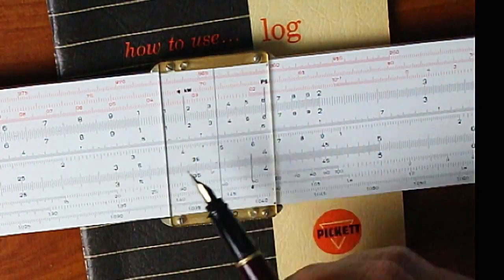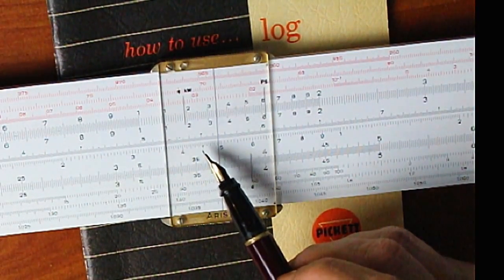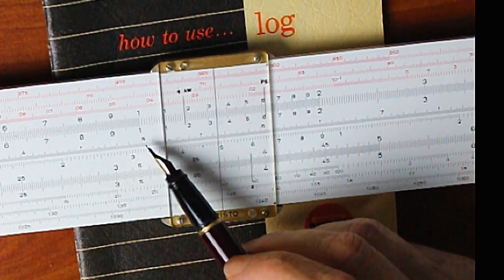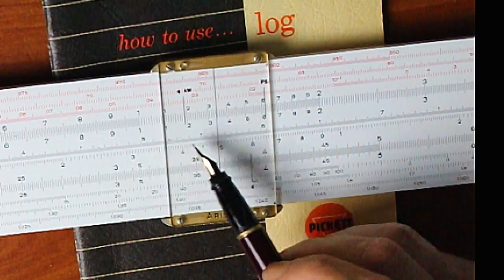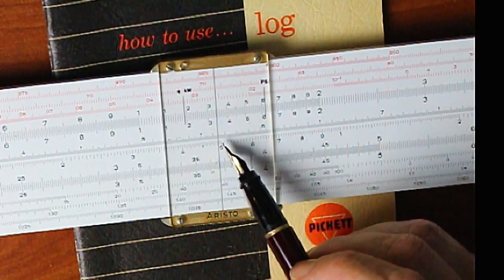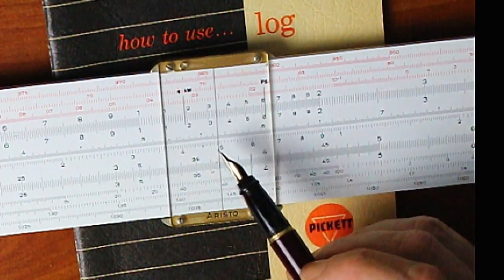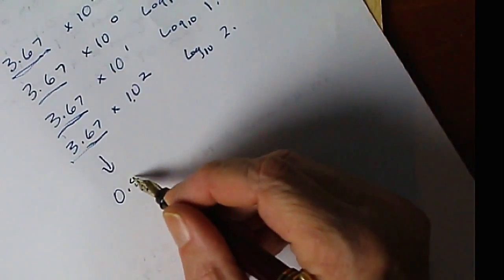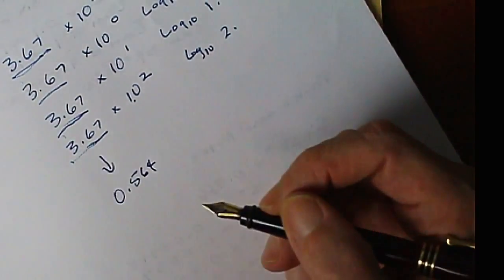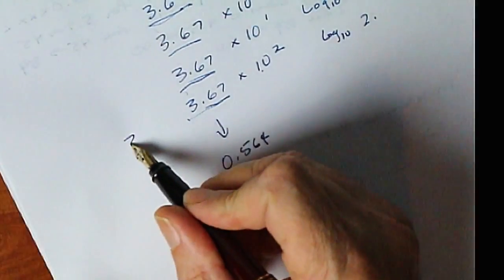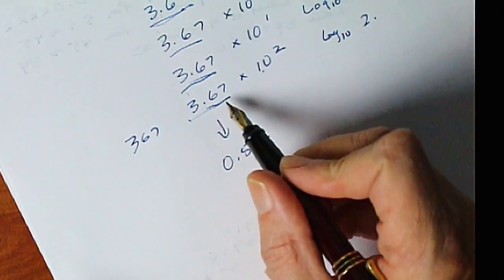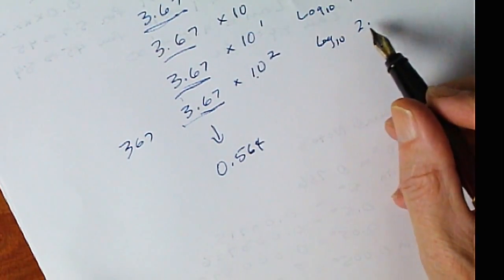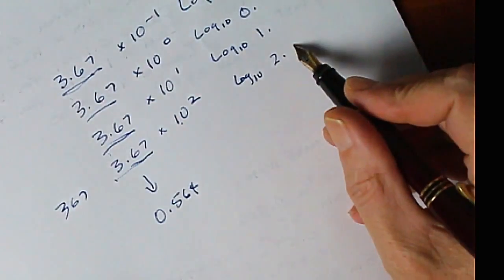So all we have to do then is read up here to the log scale, which is right here, and we're going to get 5.64. Now, 3.67 is going to give us 0.564. Now, the first number that we did was 367. That's 3.67 times 10 to the 2. So our log is going to be 2.564.